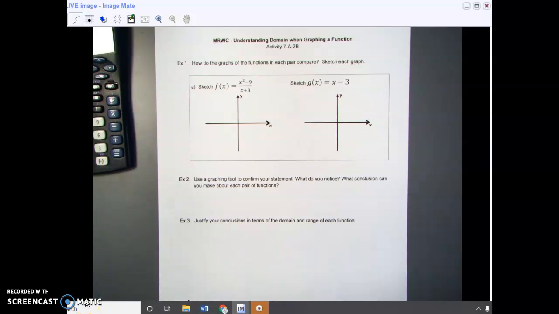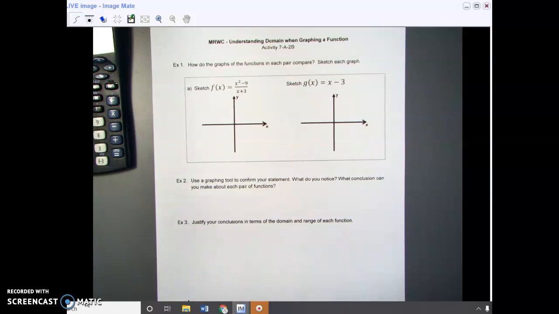We're going to be continuing on with talking about domain when we're graphing a function. So we're going to be graphing two things that pretty much look like the same function, but their domain tells you something a little bit different.